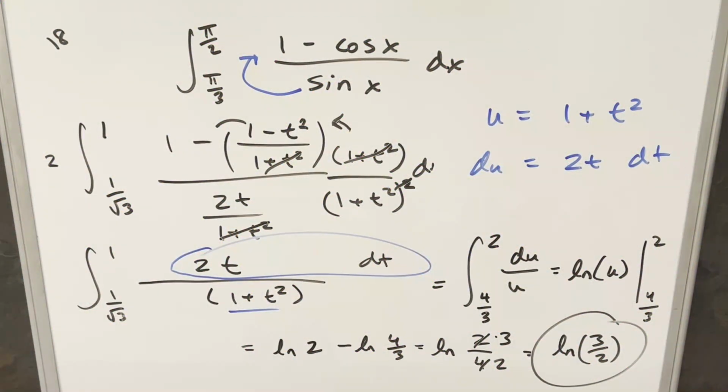Okay, so there you have it. It works out pretty well with the Weierstrass substitution. Probably not as well as if you did it some other way, but still really not too bad.